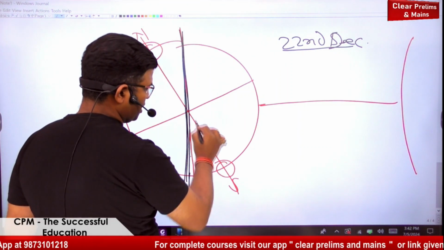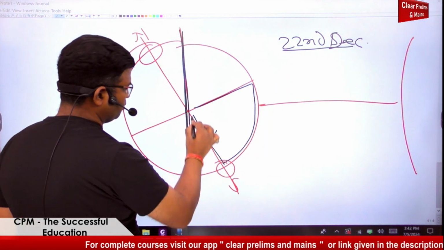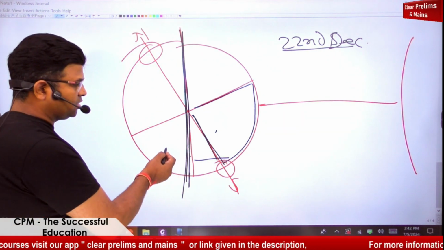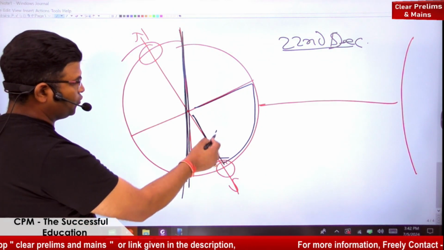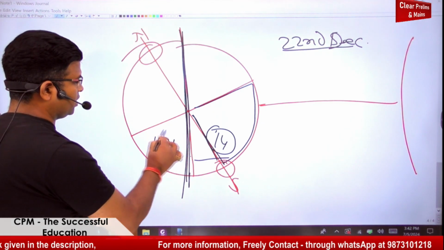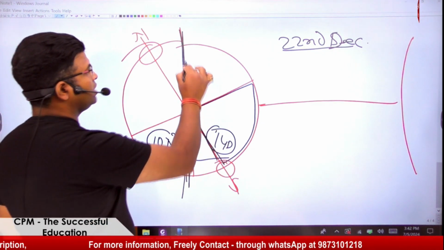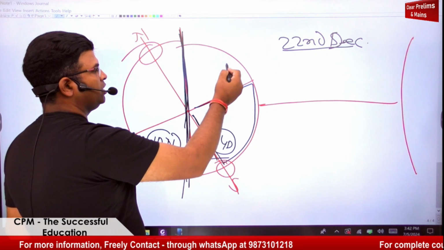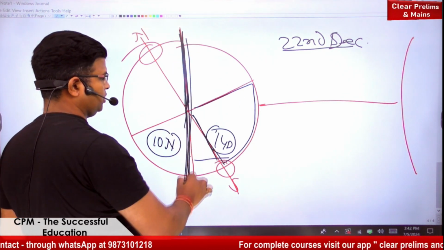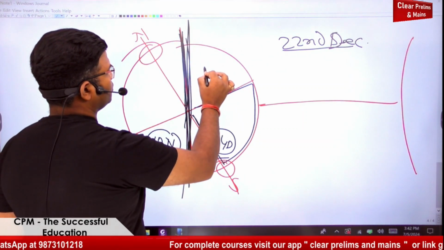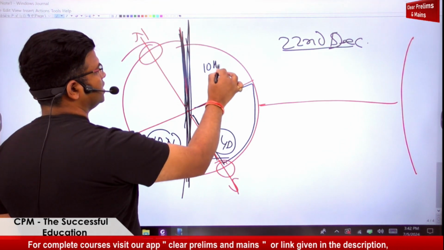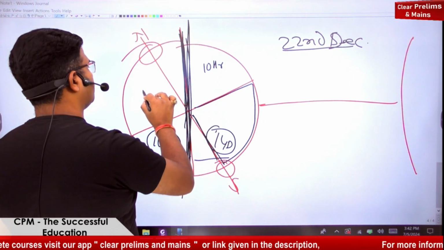This is the total half portion, and the southern hemisphere gets more than half. So the day is more than 12 hours: 14 hours day and 10 hours night. In the northern hemisphere during the December month, only less than half, only some portion is receiving light, so it is 10 hours day and 14 hours night.